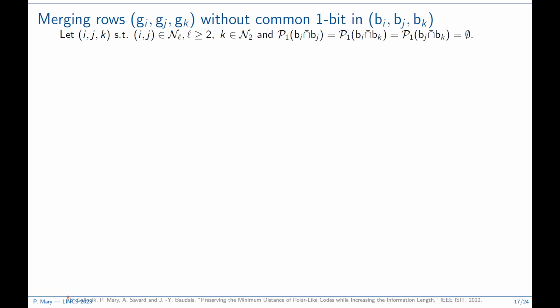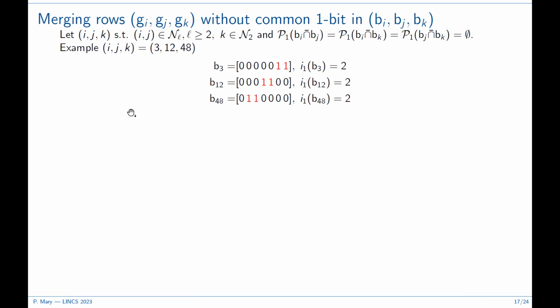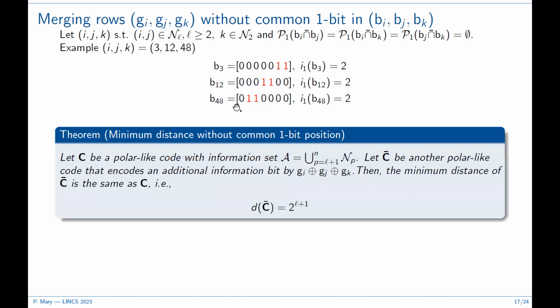So if we take a triple, I take directly the example, a triple I, G, K, without any common 1 bit position in their binary representation like this, then we can construct another polar code by putting the information bits to the combination of these rows by keeping the same information distance of the original Reed-Muller code. So we add an additional information bit without changing the minimum distance.